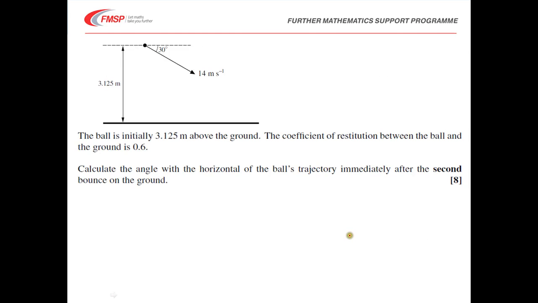Okay, so the ball's initially 3.125 metres above the ground. The ball is projected at this angle below the horizontal, so it's going to travel down, hit the ground at an angle, bounce off, come back down, hit the ground again, and bounce back off once more. And so we're looking for the angle with the horizontal of the ball's trajectory immediately after the second bounce on the ground. So let's have a little think about how this is going to behave.